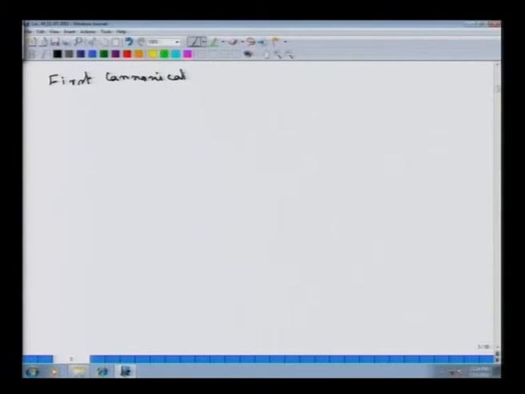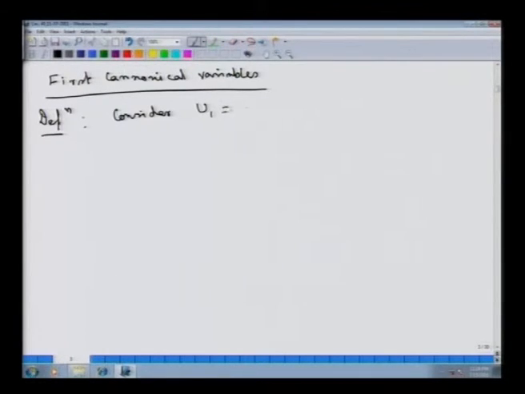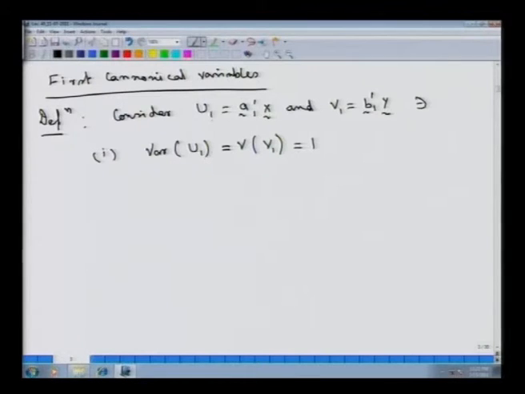So, let me first give the definition of the first pair of canonical variables. Consider u1 equal to a1' x and v1 equal to b1' y, such that, number 1, variance of u1 is equal to variance of v1 is equal to 1. So, we will have the linear combinations thus formed.